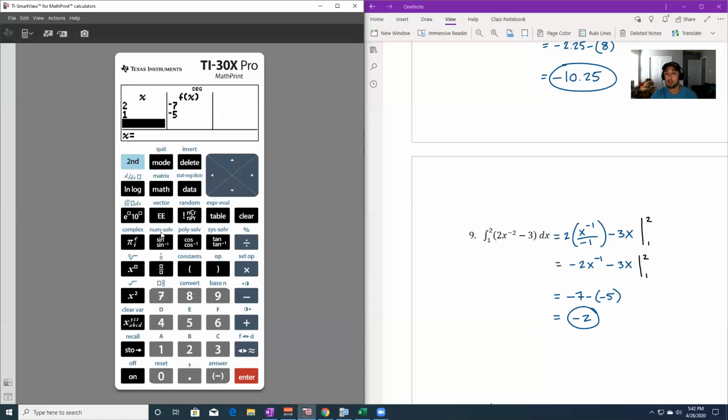All right. Let's see what we got. Check my work. Integral from 1 to 2 of 2x to the negative 2 minus 3. Negative 2. There we go. That's it. All right. Keep moving.